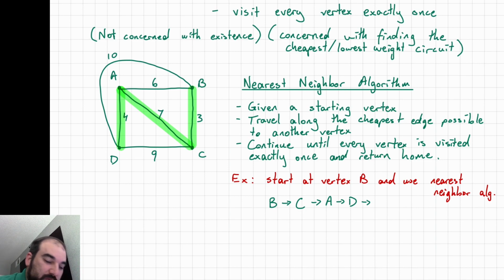And then since we've now visited every vertex in this graph, we need to return back to B. So the only way we return back to B from D is going to be this outside edge to get back to B. And we will have a total cost associated with this, or total weight. Let's say weight.